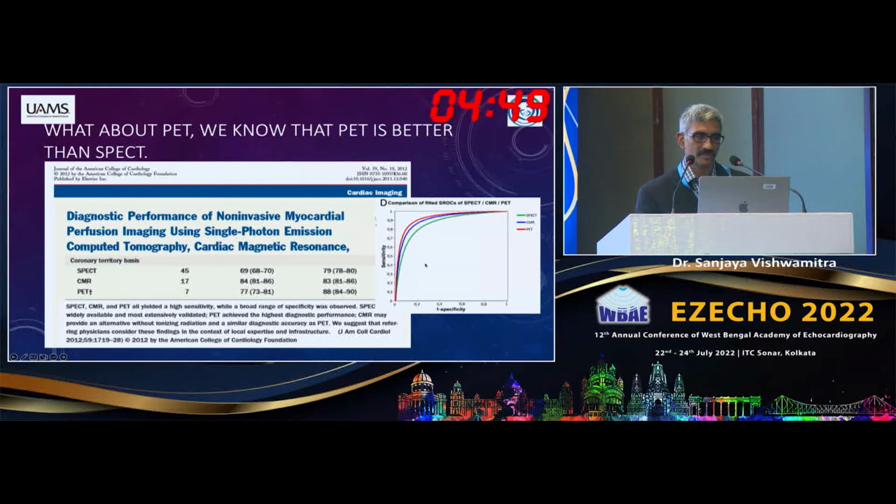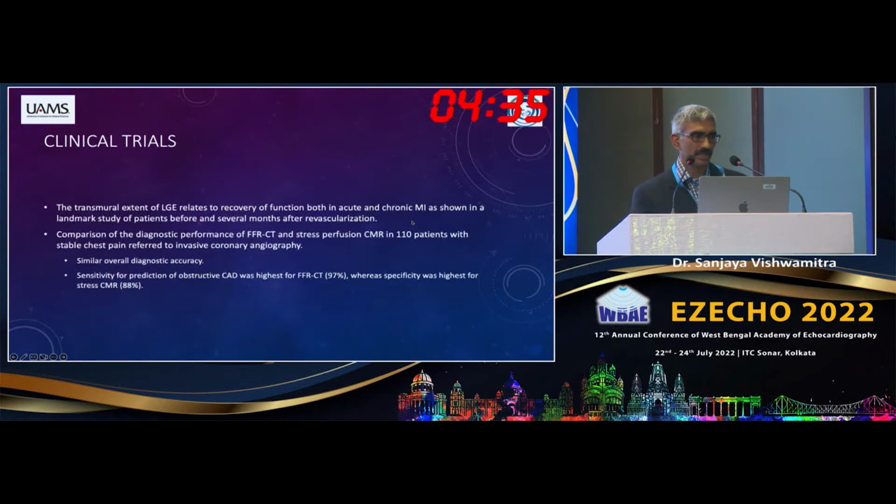Here are the ROC curves to show the same thing. So PET and CMR, you can see here, are very close to each other. The red line, which is on the outside, is PET because it has a higher specificity as you go towards 0. What about the other clinical trials? We know that the transmural extent of gadolinium relates to recovery of function after revascularization, and the prediction of obstructive coronary artery disease, even compared to FFR, was excellent with CMR, with the highest prediction of about 88%.